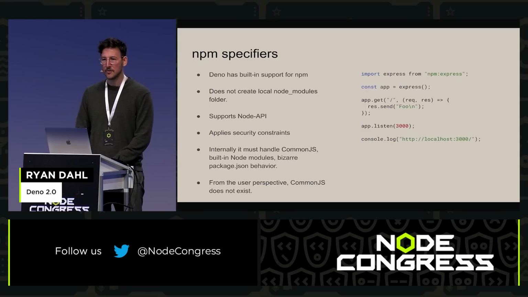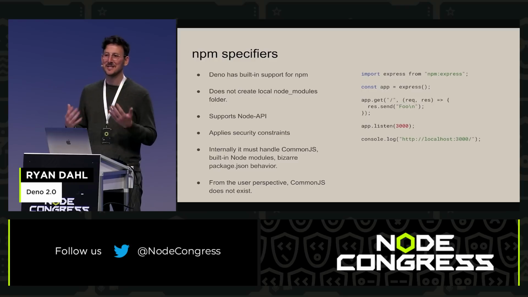It can go and download those packages. It doesn't actually create a local node_modules folder. It's pretty deep compatibility, so it even supports things like add-ons with the Node API. It does apply these security constraints. So if that NPM package is trying to reach into the network or to access the disk, that is going to be blocked by Deno's permission system.